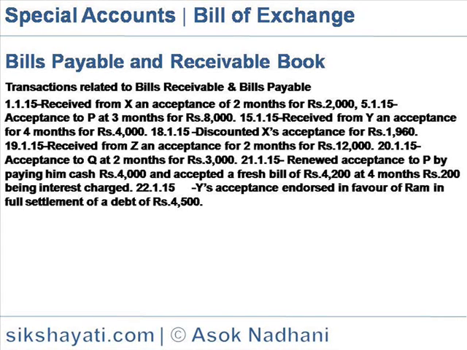On 20th January, acceptance to Q at 2 months for rupees 3,000. On 21st January, renewed acceptance to P by paying him cash rupees 4,000 and accepted a fresh bill of rupees 4,200 at 4 months, rupees 200 being interest charge. On 22nd January, Y's acceptance endorsed in favor of Ram in full settlement of a debt of 4,500.